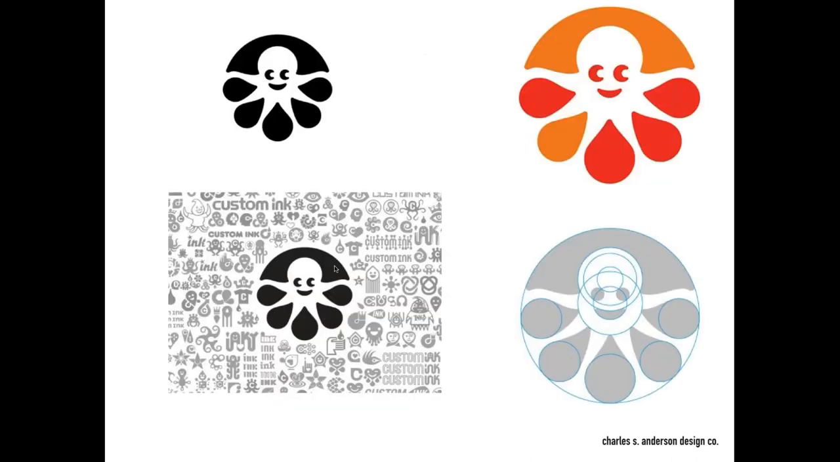This logo Charles Anderson did, for a company called Custom Ink, and they're a screen printer. And so here's the logo. What do you see in that logo? An octopus and or a squid, and then the ink droplets. Yeah, it's an octopus, and then the ink droplets. Now, the octopus is really just negative space, right? This is great use of negative space.